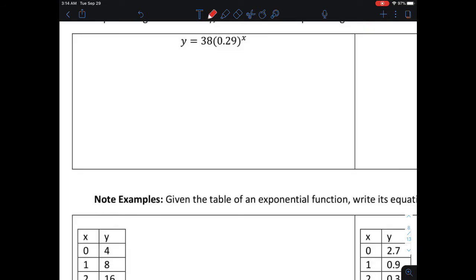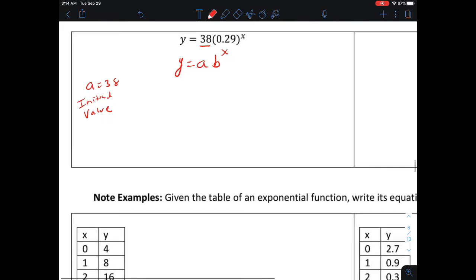All right, let's look here at this first problem. So we want to identify the key parts of this exponential function. We'll start with the 38. Remember that our exponential functions are going to be in that form y equals a times b to the x power. Well, a is equal to 38, which means that is the initial value. And from here, we identify what b is. b is equal to 0.29. Well, since 0.29 is less than 1, we call that decay.